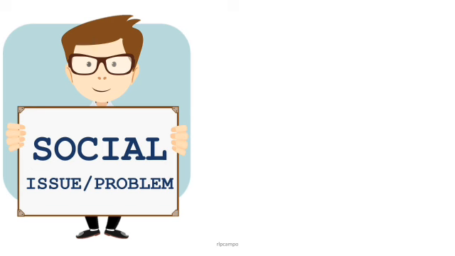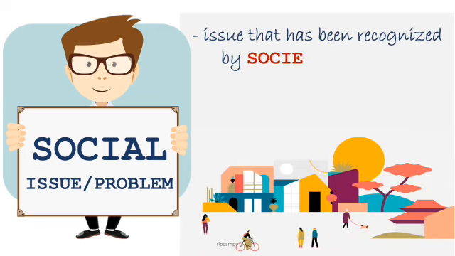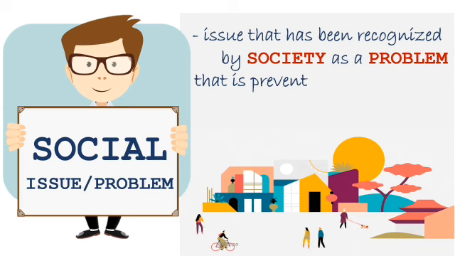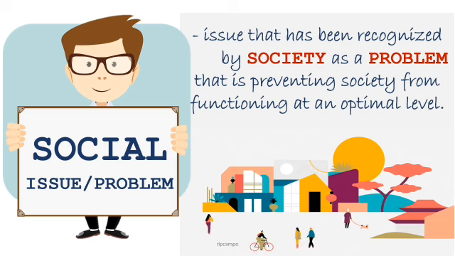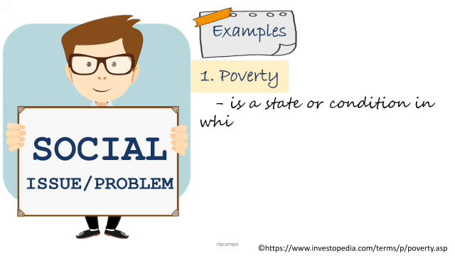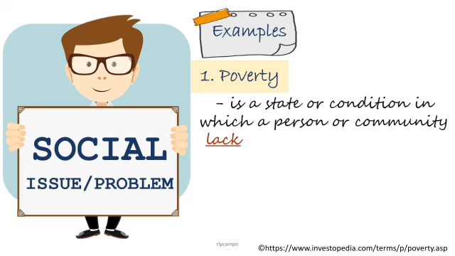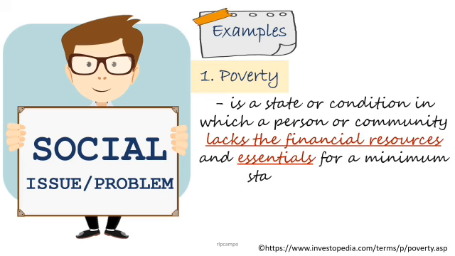Let us have first the social issue or problem. Social issue is an issue that has been recognized by society as a problem that is preventing society from functioning at an optimal level. Examples of these include poverty. It is a state or condition in which a person or community lacks the financial resources and essentials for a minimum standard of living.